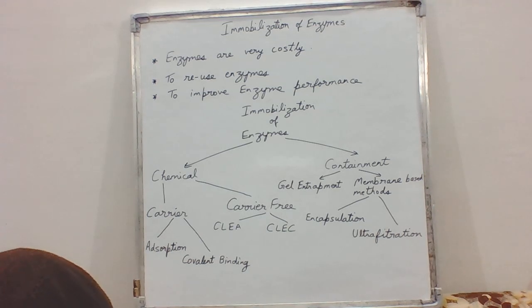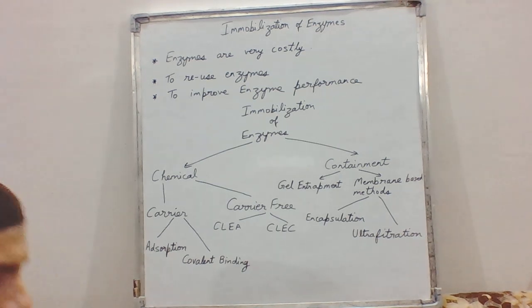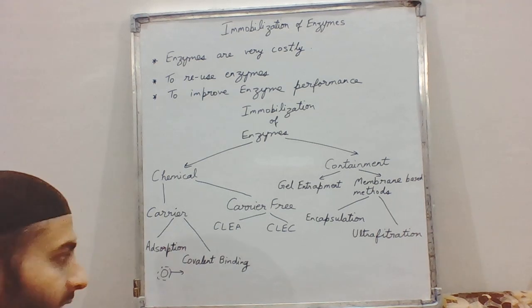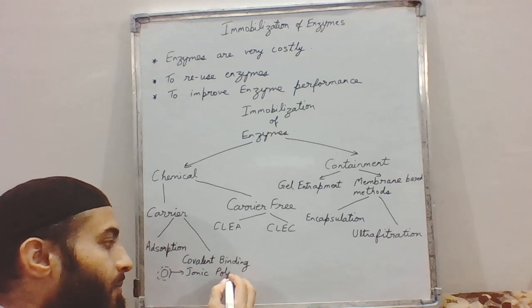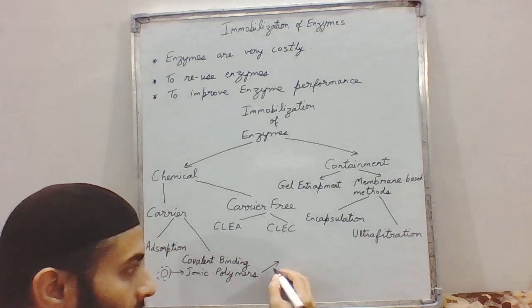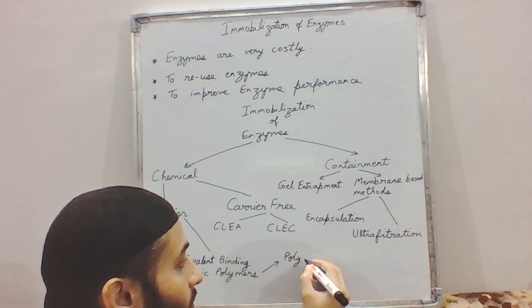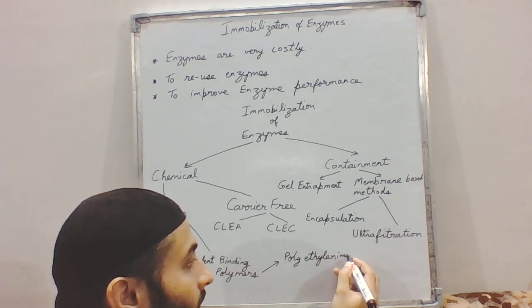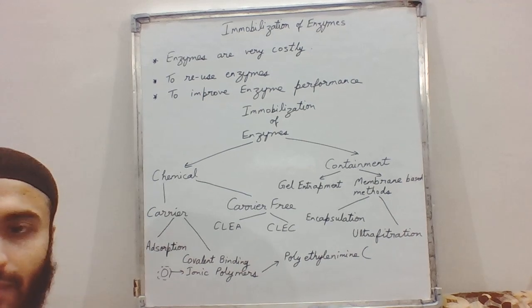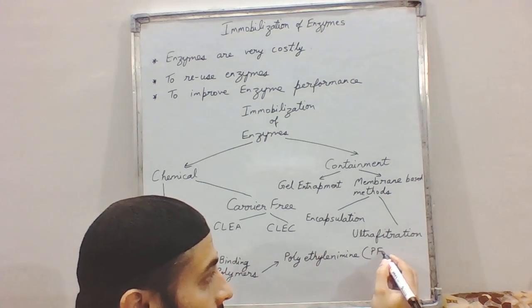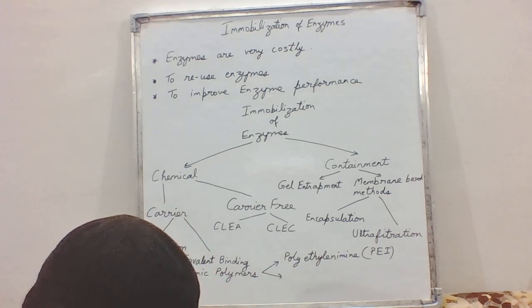Adsorption on ion exchange resins is weak due to low binding sites. Hence, ionic polymers such as polyethylenimine (PEI) and dextran sulfate coating are used. Sometimes the carriers are coated with certain ionic polymers to improve the binding. Ionic polymers like polyethylenimine, PEI, or dextran sulfate.